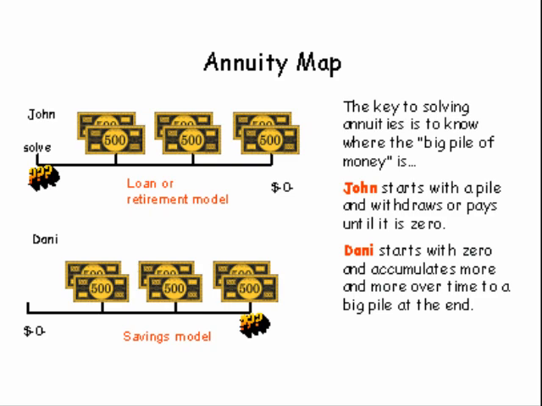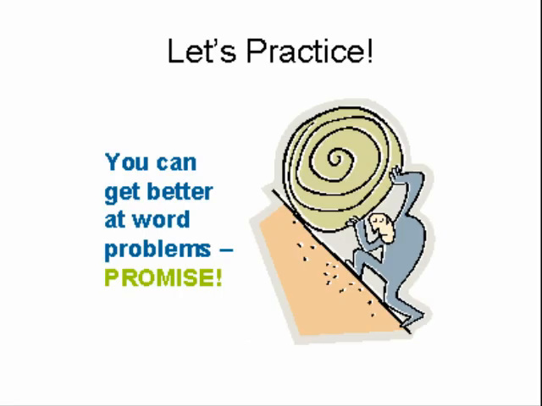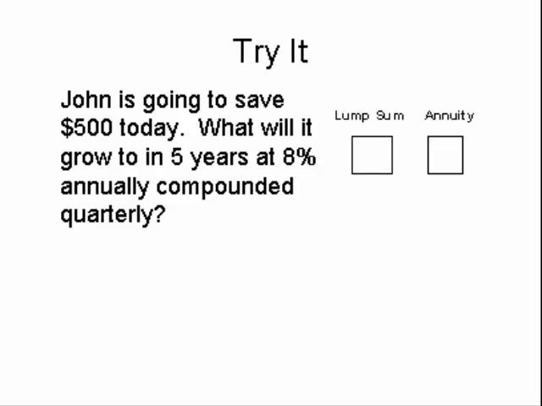So if you have a word problem that seems to have multiple payments or multiple deposits, you do not have a lump sum problem, you have an annuity problem, and you'll be using different tables. Very important to get it right from the word problem. You can get better at word problems. We're going to practice several together to see lump sum or annuity. Let's look at this one.